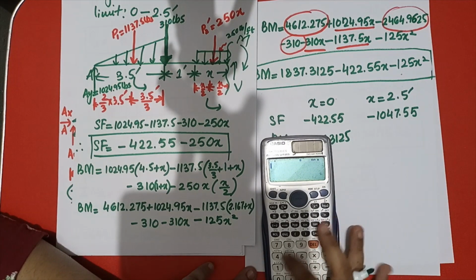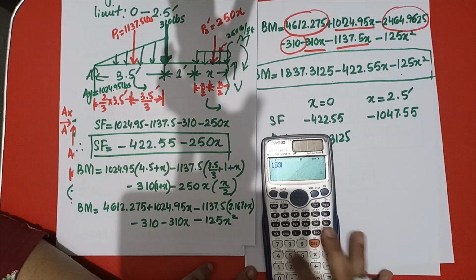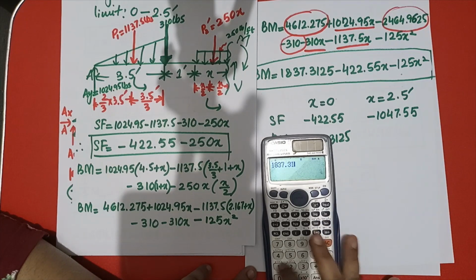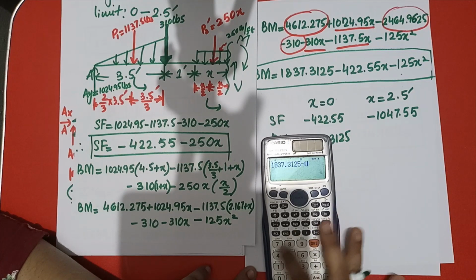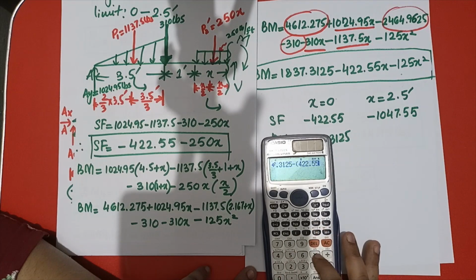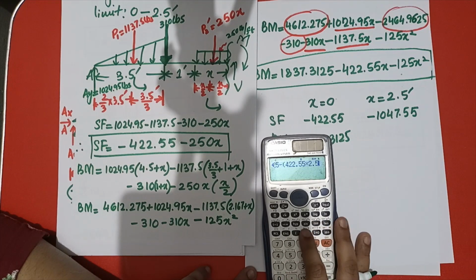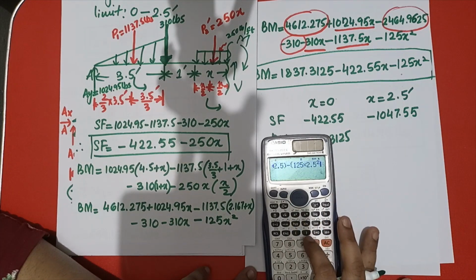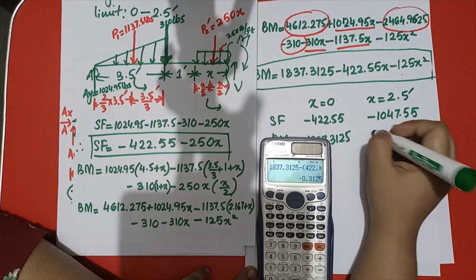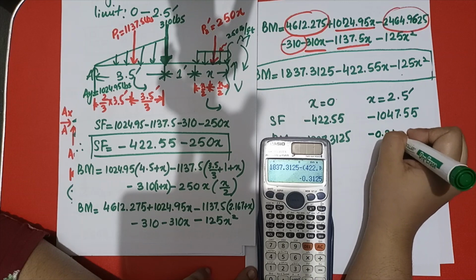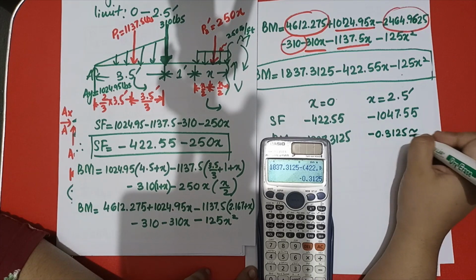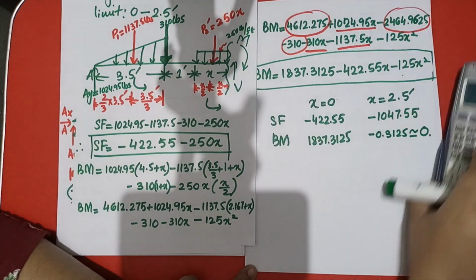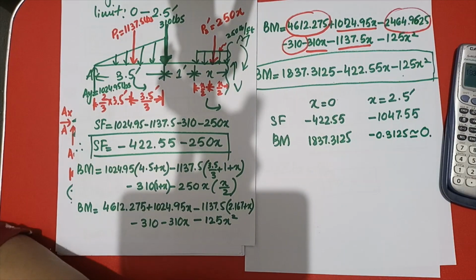But how can it be? Let's see. 1837.3125 minus 422.55 multiplied by 2.5 minus 125 multiplied by 2.5 square. So the answer will be, you can see, minus 0.3125. It is nearest to 0. So now our condition is satisfied or not. Let's see.